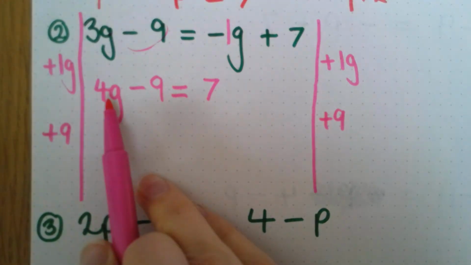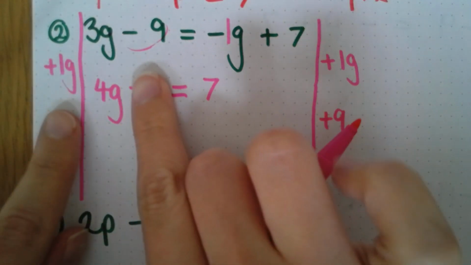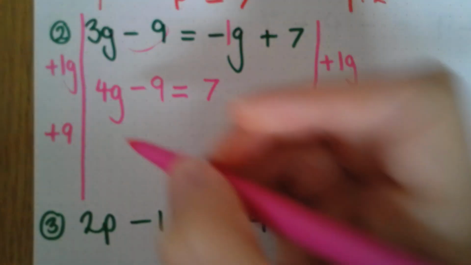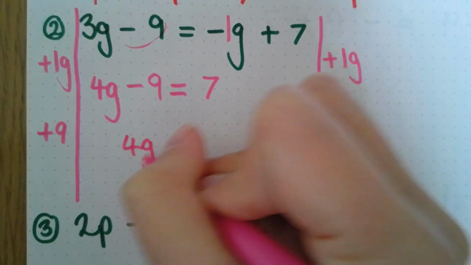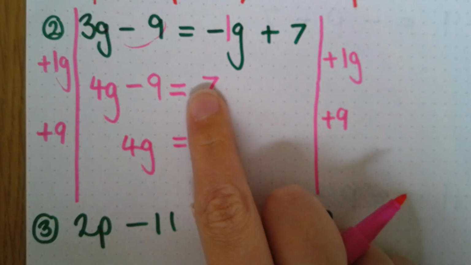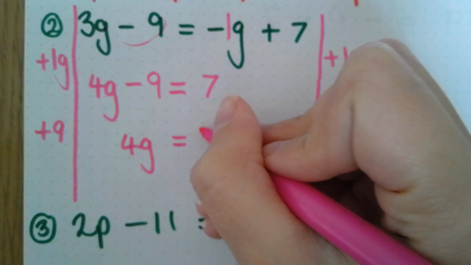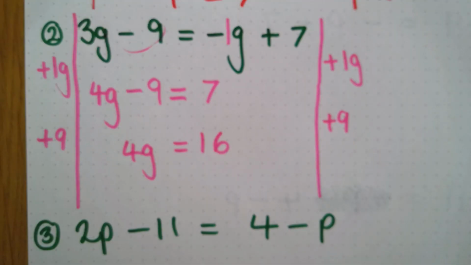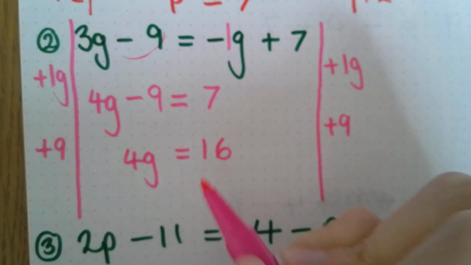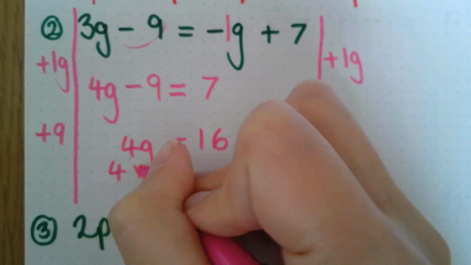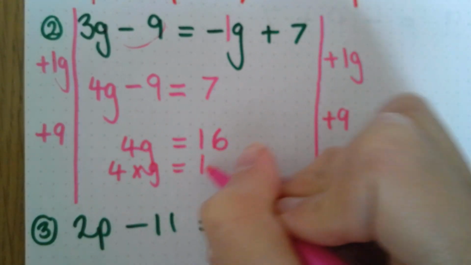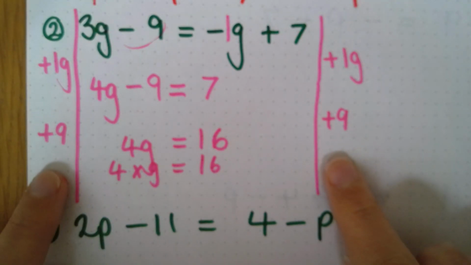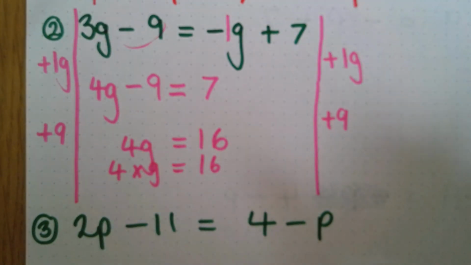So 4g, take 9, add 9, they disappear. So we're just left with 4g equals 7, add 9 is 16. Okay, 4g means 4 times g. I don't need to put any workings there because I've just rewritten it in a different way.